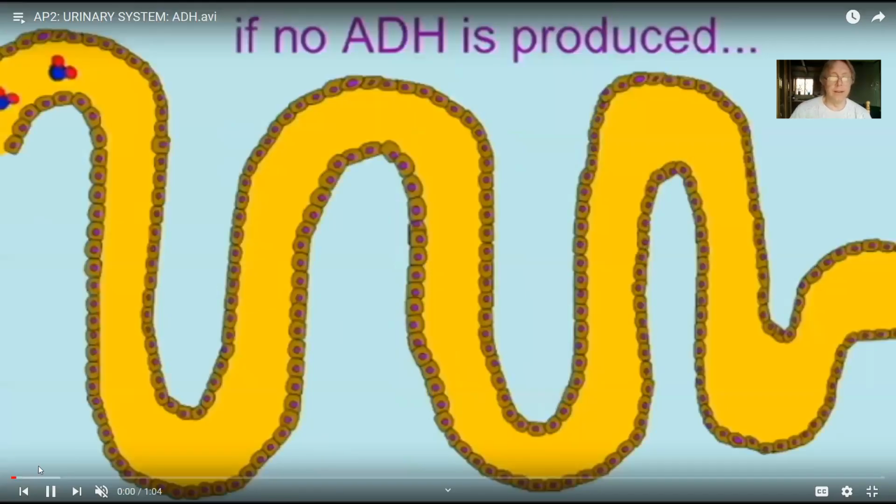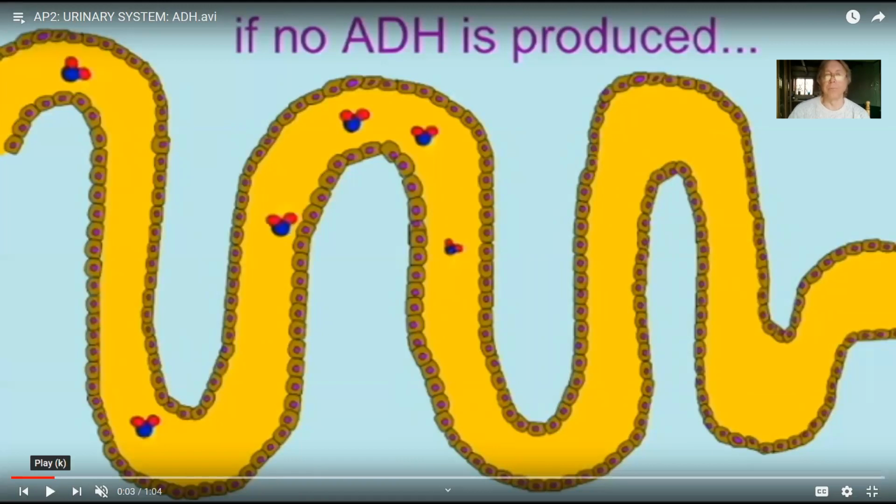The reabsorption of the PCT and the loop of Henle is obligatory. It always happens no matter what. But once you get to the distal convoluted tubule and the collecting duct, reabsorption is possible, but it is influenced by hormones, and therefore it is what is known as facultative. It doesn't have to occur.